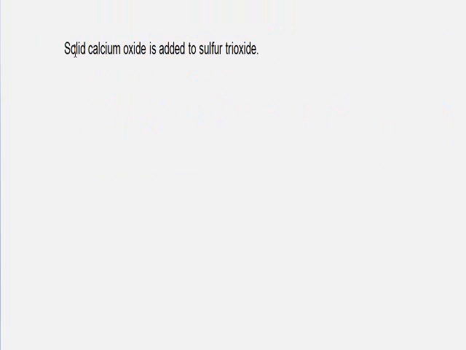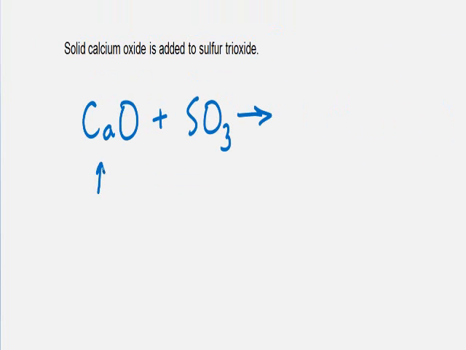Here we have another example. We have metallic oxide, calcium oxide, a nonmetal oxide, sulfur trioxide. They're going to come together and form the salt calcium sulfate. And then this reaction is balanced as written.